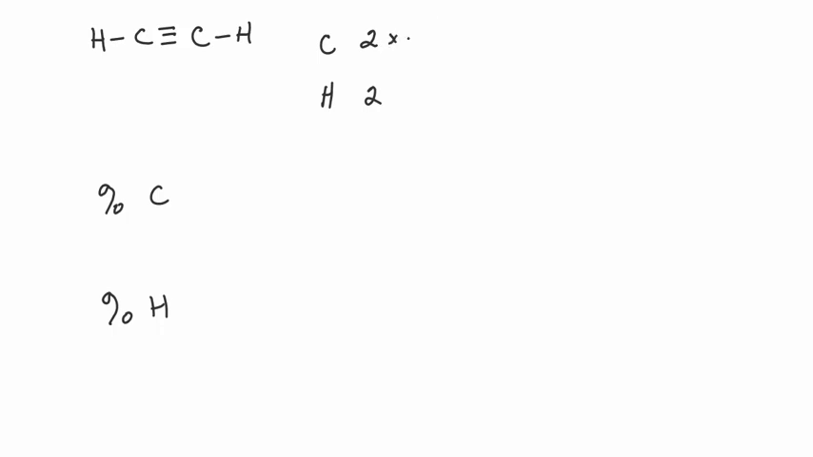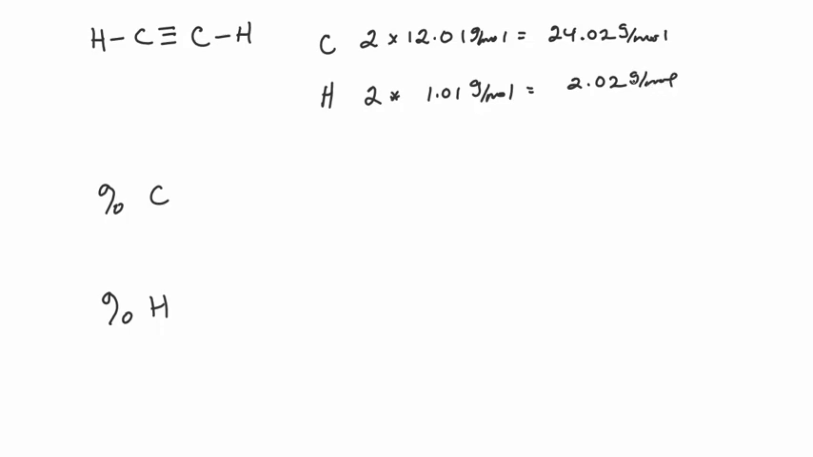So because we have 2 carbons, and carbon on the periodic table has a mass of 12.01, then carbon brings 24.02 grams per mole mass to the molecule. Hydrogen is 1.01. So because we have 2, it brings 2.02 grams per mole. So adding this together, the formula mass is then 26.04 grams per mole. Now we have all of the data we need in order to calculate the percent composition.